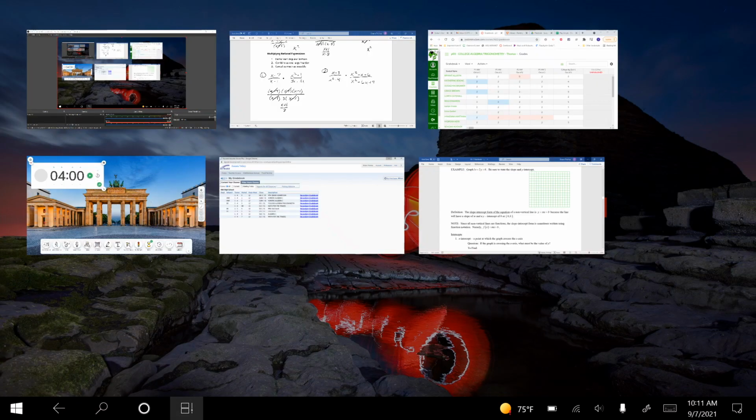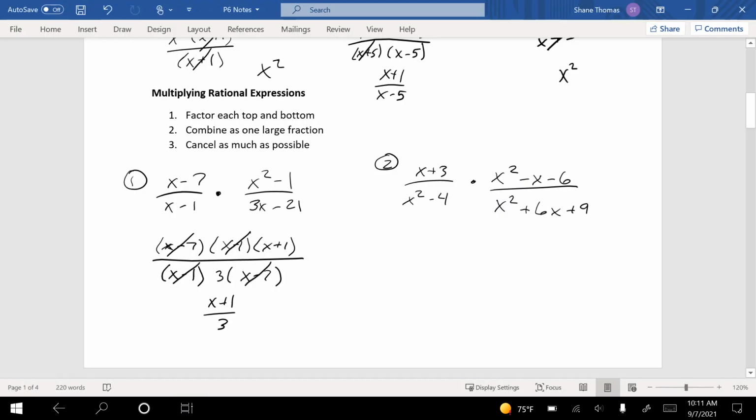The top left doesn't change, right? No. X plus 3. Top right, what's it going to be? X minus 3, x plus 2. Bottom left, x plus 2, x minus 2. And then bottom right, x plus 3, x plus 3.